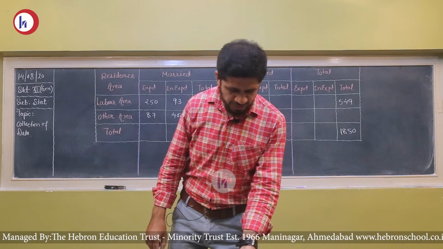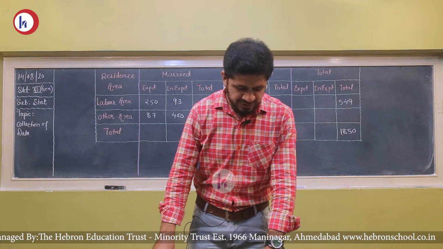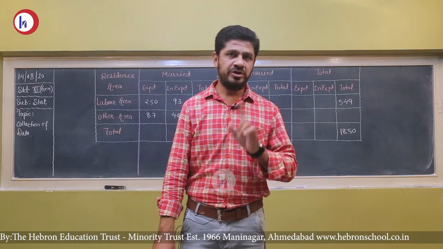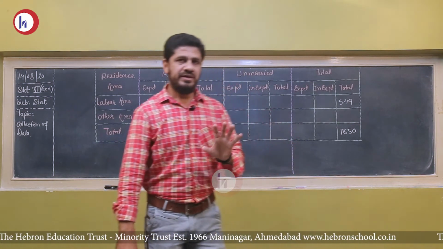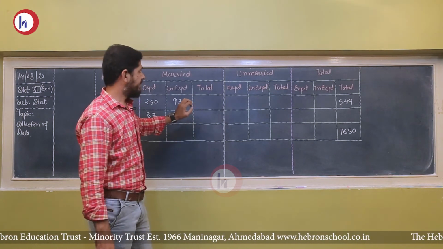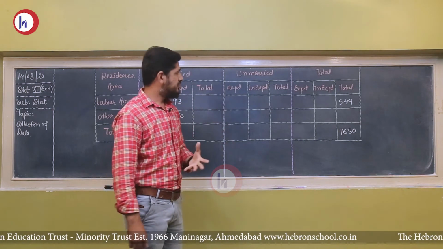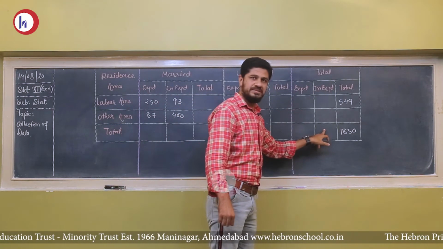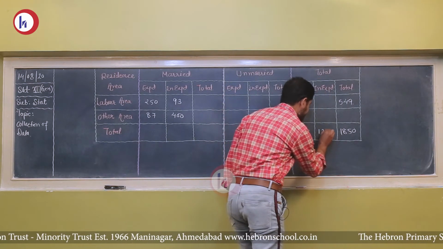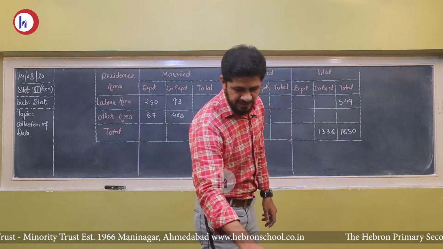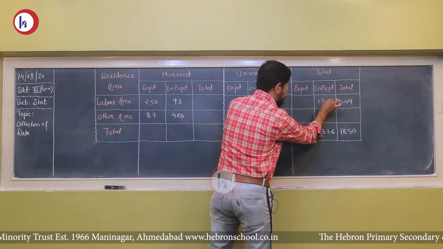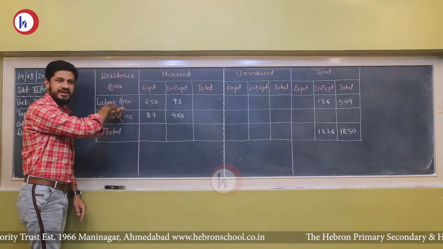Next one, the total number of inexperienced women was 1336. The total number of inexperienced women, it is not mentioned whether they are married or unmarried. If not mentioned, we will not record it here, because married is not mentioned, unmarried is also not said. So the total number of inexperienced women will be 1336. Now, out of them 136 are from labor area.